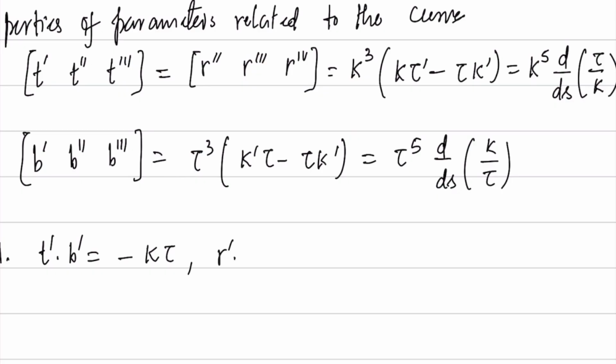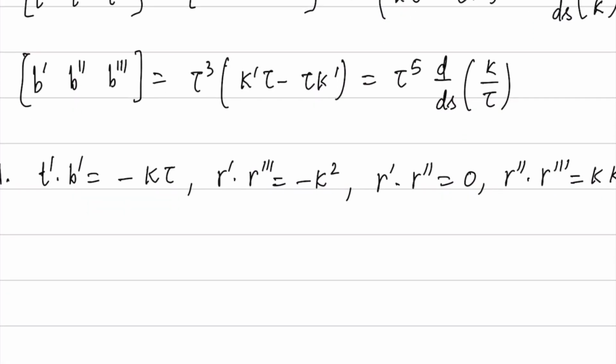Similarly, r dash dot r triple dash is equal to minus k square, and r dash dot r double dash is equal to 0, and r double dash dot r triple dash is equal to k into k dash, where k dash denotes the derivative of k with respect to s.